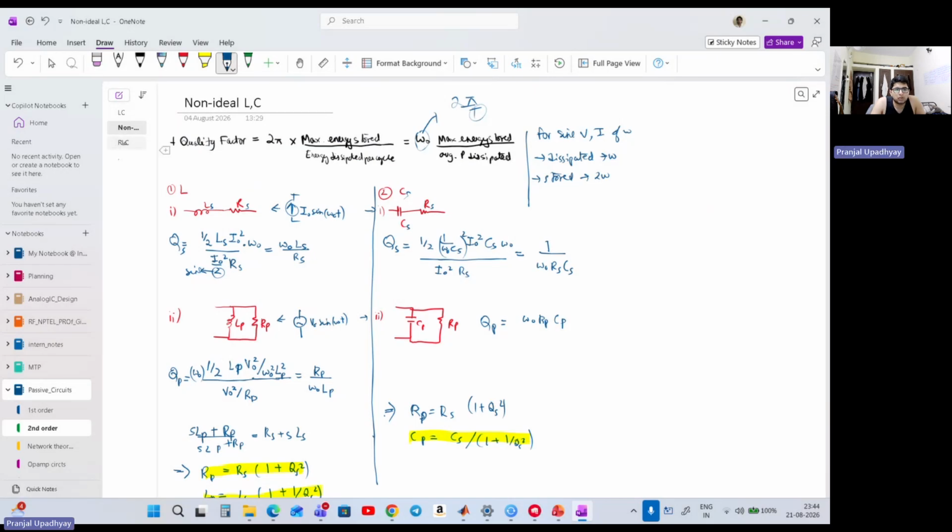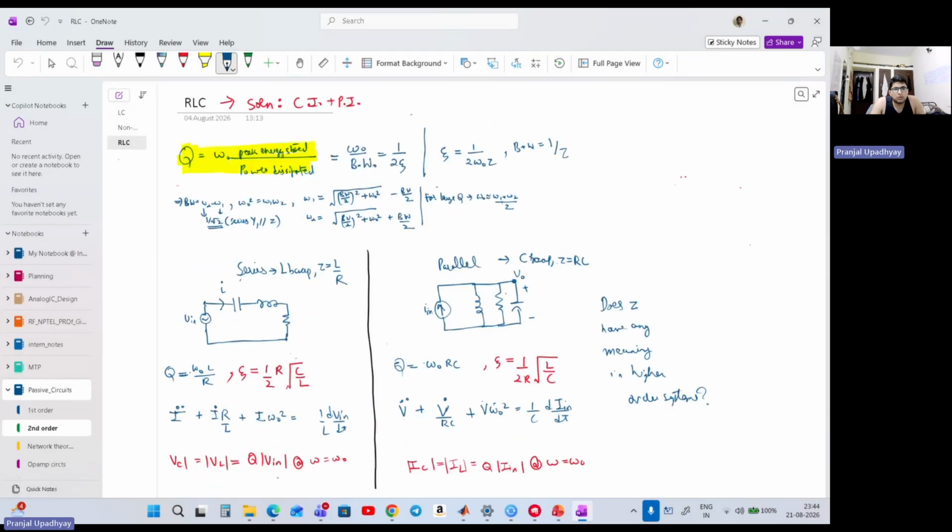Now let us move on to RLC circuits. So, moving on to RLC circuits, we should recall that in the end, all of these simple RC, RL, and RLC circuits are inherently differential equations.